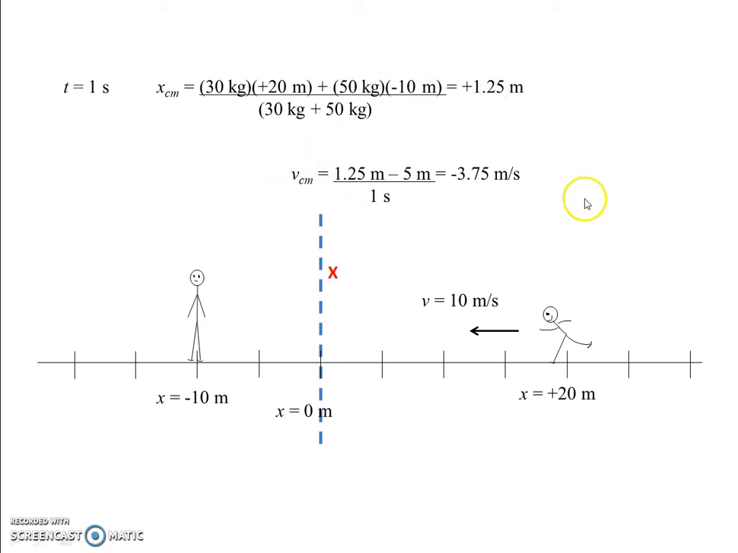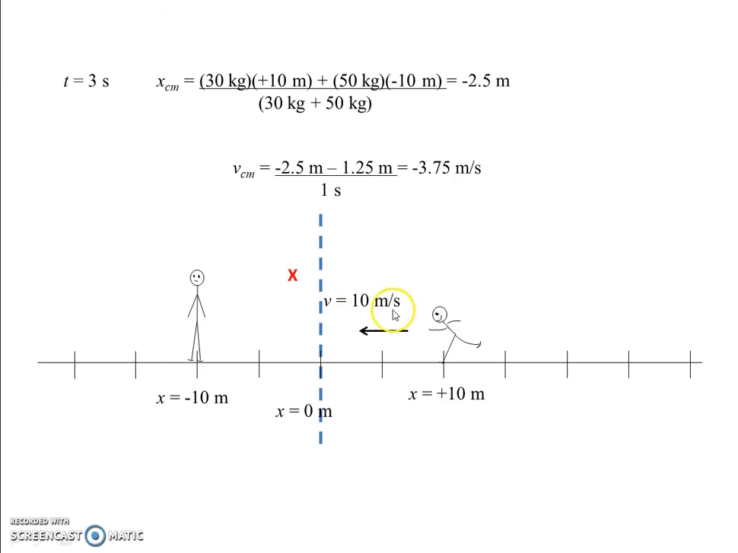So here we're calculating the velocity of the center of mass. In 1 second, it changed position from 5 meters to 1.25 meters, final minus initial. And you see that the velocity of the center of mass is negative 3.75 meters per second. It used to be here at 5 meters. It's now moved 3.75 meters to the left in 1 second.